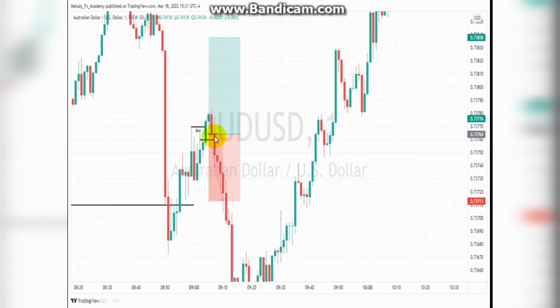Okay, so I was still waiting, and I got another one right here, and this was my fair value gap. So I got my entry here, my stop was here, and as you can see, another losing trade. I got a losing trade on my first entry. First attempt at getting an entry, I was stopped out.